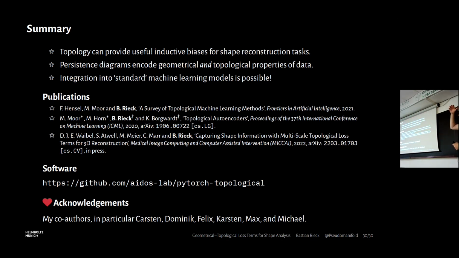And of course, there's a bunch of publications that might be interesting here. So the first is just a survey where we try to talk a little bit about what things are going on in the topological machine learning world. And the second and third one are the respective papers that I talked about in this talk here.